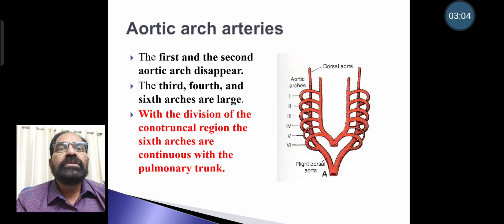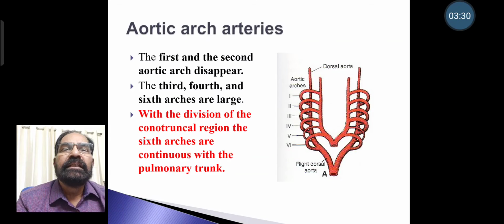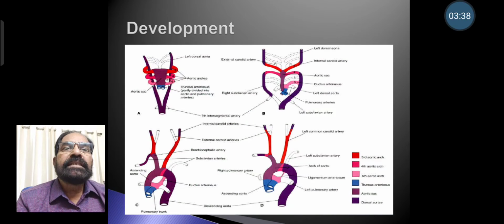Then coming to aortic arches, the first and second aortic arch disappear. The 3rd, 4th and 6th are large. With the division of the coronotruncal region, the 6th arch is continuous with the pulmonary trunk. So you can see the different structures emerging from the different aortic arch arteries.